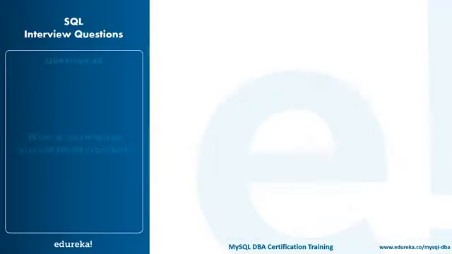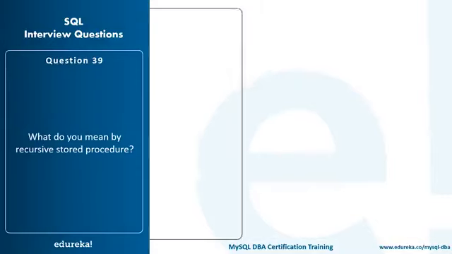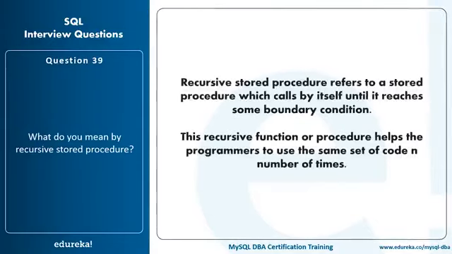Now let's move forward to our next question, that is, what do you mean by recursive stored procedure? A recursive stored procedure refers to a stored procedure which calls itself until it reaches some boundary condition. This recursive function or procedure helps the programmers to use the same set of code n number of times. So basically you'll first mention the boundary condition and then you'll use the recursive stored procedure to check if it calls itself till it reaches the specified boundary condition.